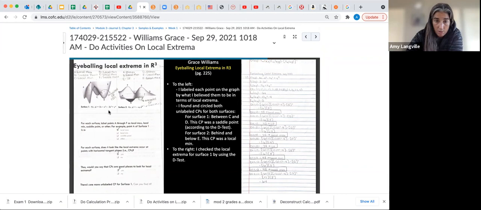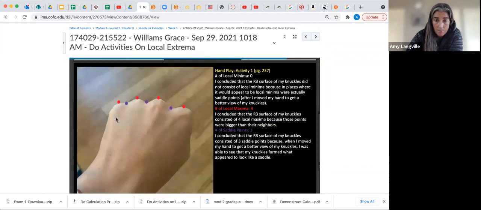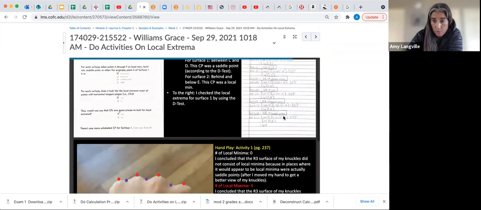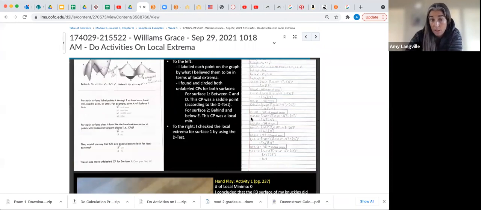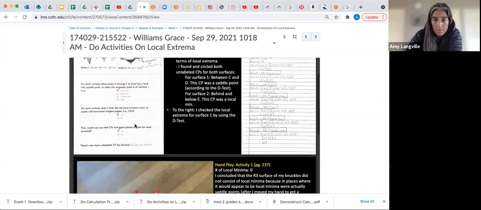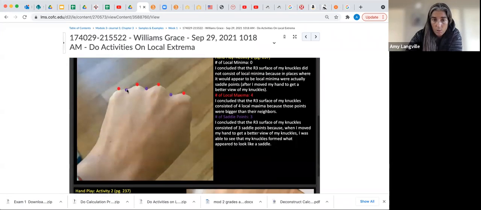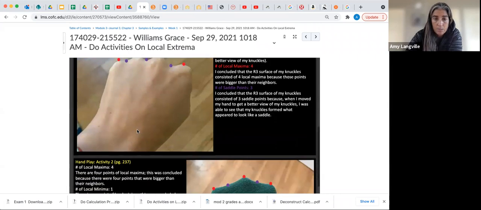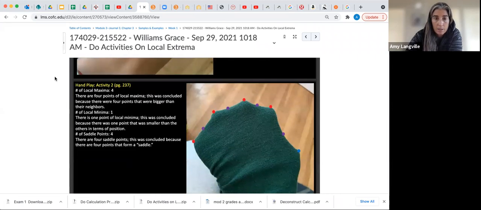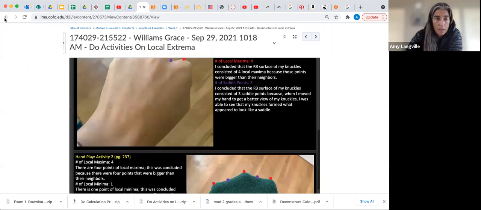So she did it here on the surface. And then she went ahead and showed the work for the d-test, which you learned later. So it was a good way to find that hidden one. And yeah, usual work here again. Local maxes, saddle points in purple. And nice job on the hand. All right, let's go back.